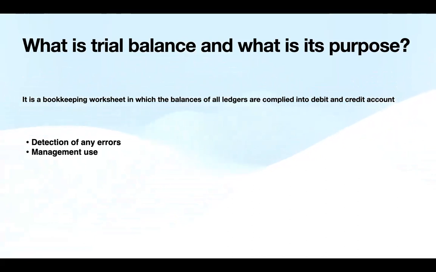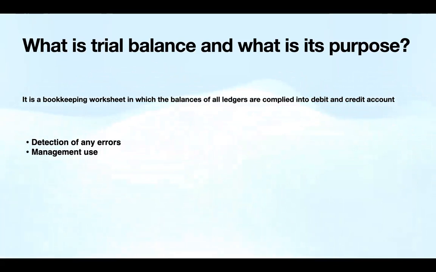The purpose of a trial balance can be, there are two main reasons. The first one is the detection of any errors. The total of the debit column will not match the total of the credit column if there has been an error in recording or posting any journal entry up to this point.